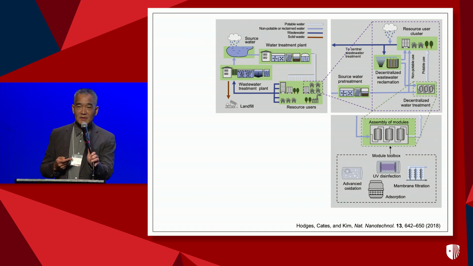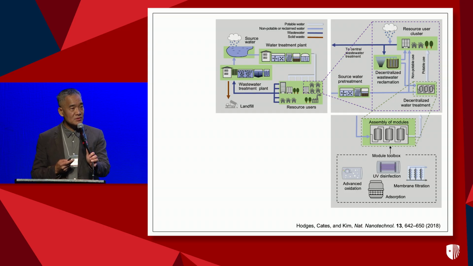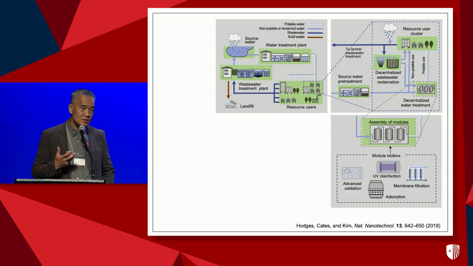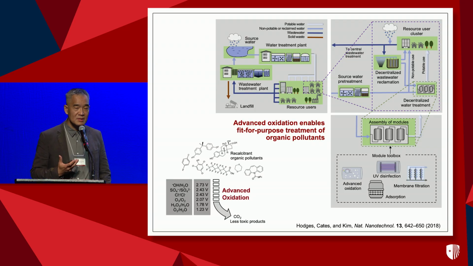And unlike the physical separation processes such as membrane and adsorption, which end up producing a concentrated waste stream that needs to be further treated, advanced oxidation is somewhat unique in that it relies on producing reactive oxygen species, the radicals, to destroy these pollutants to the benign end product. And therefore, it is well suited to enable fit-for-purpose treatment of pollutants, especially when you need a higher quality water, for example, for human consumption.